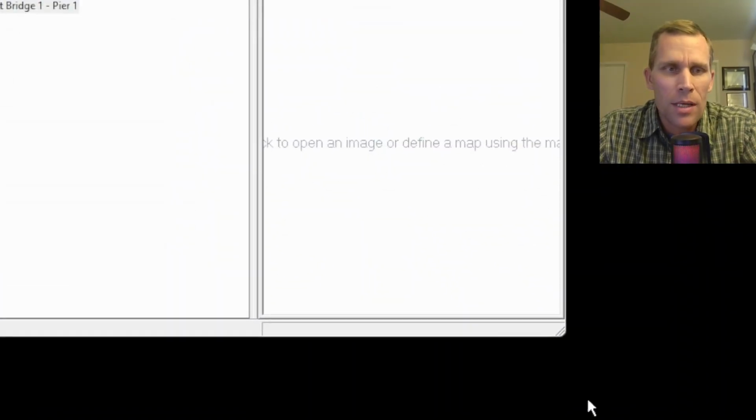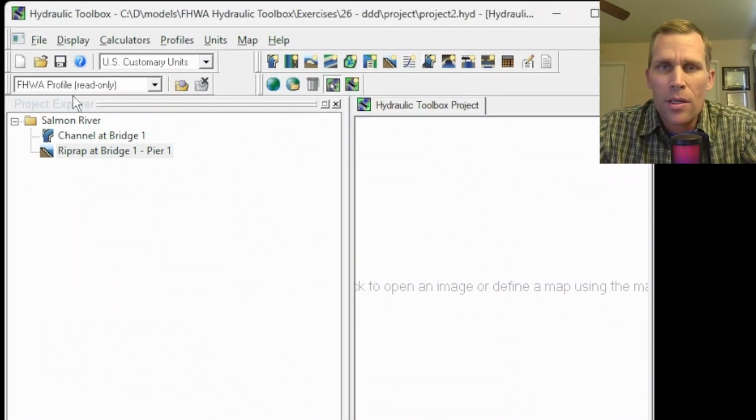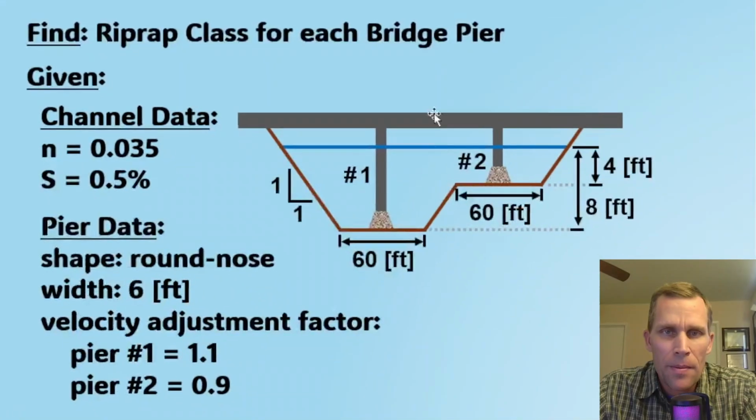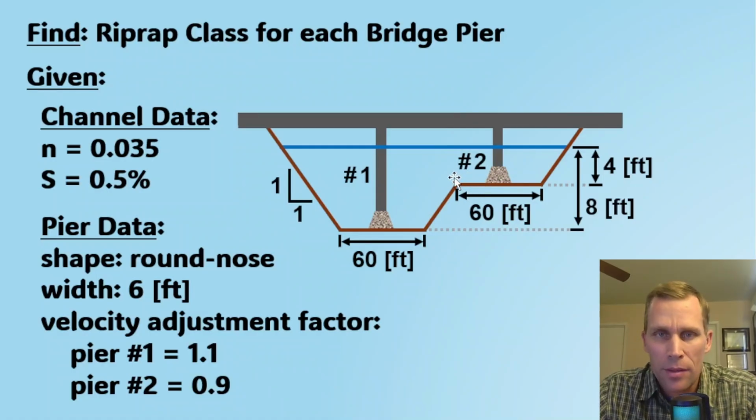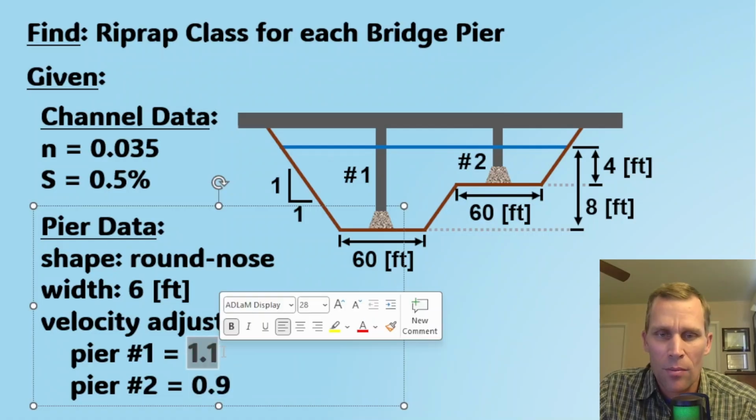So I'm going to click on OK and then save. Now, what I want to do now is create a second riprap calculator, but for Pier number 2. Now, in reality, the velocity would probably be a little bit higher for Pier 1 than Pier 2. But for this exercise, I'm just going to use the velocity that was calculated in the channel calculator. So I'm going to be using the average velocity. But otherwise, the only difference between Pier 1 and Pier 2 for this exercise and this analysis is the velocity adjustment factor. We're going to be using 0.9 instead of 1.1.